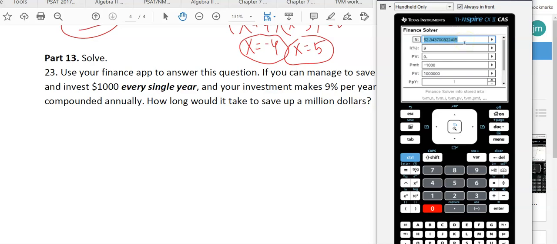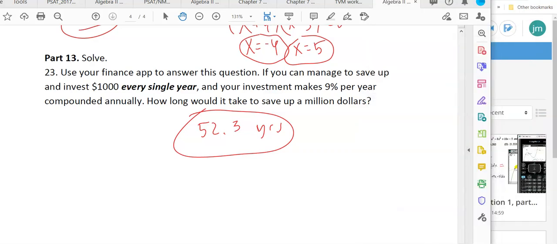So it'll take approximately 52.3 years. It's just $1,000 a year. Wow, it's not bad, right? It's like a little less than 100 a month. It's very doable. You'd be a millionaire. Have a good day.